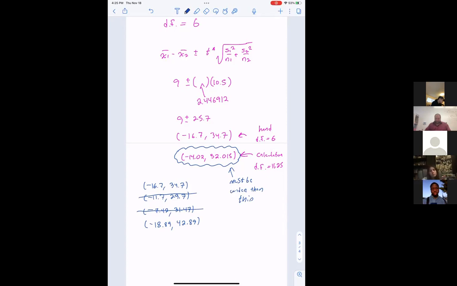And at that point, I guess one thing we can do is check the center of them to make sure that they're both centered at 9. If I add 34.7 plus negative 16.7 and divide by 2, I get 9. If I add 42.89 plus negative 18.89 and divide by 2, the center of this is 12, so that can't be it, because 9, which is my statistic, has to be right in the center.